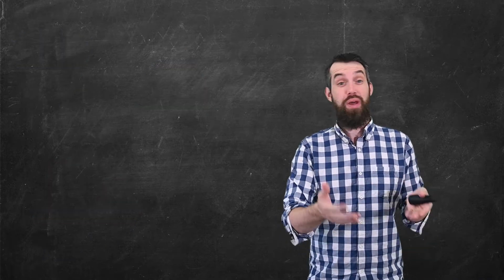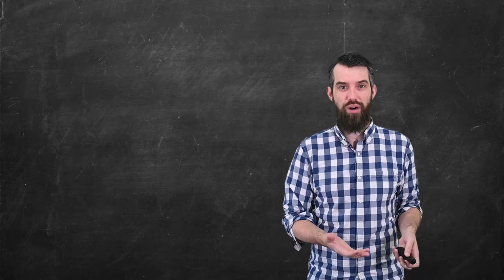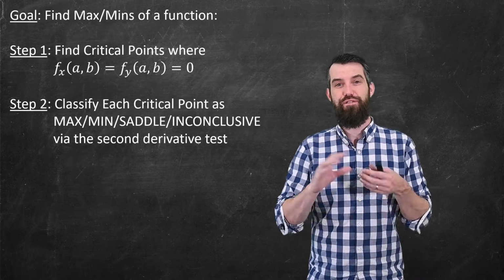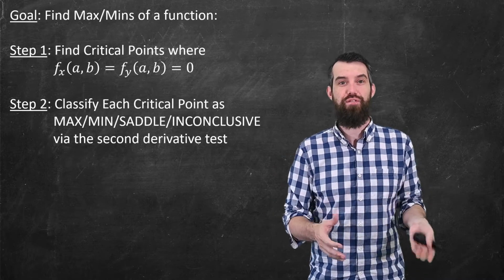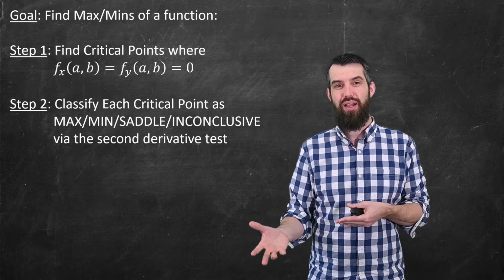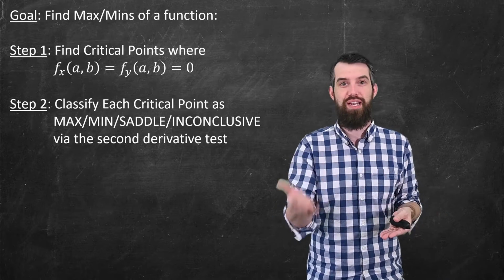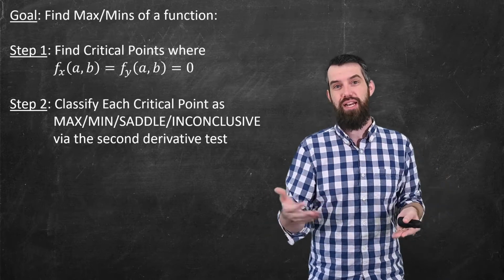And in our previous video, we had a very nice method to determine where these local maximums and minimums were. The first step was basically to find the critical points for the function. That was where the partial with respect to x and the partial with respect to y were equal to 0. This is very analogous to the first step from single variable calculus, where you took the derivative and set it equal to 0. Now we're taking the partial derivatives and setting them equal to 0.